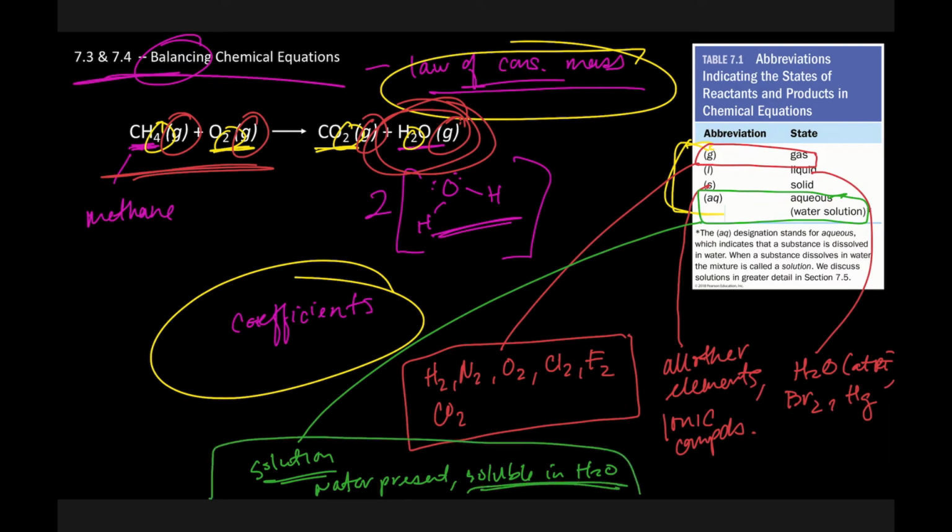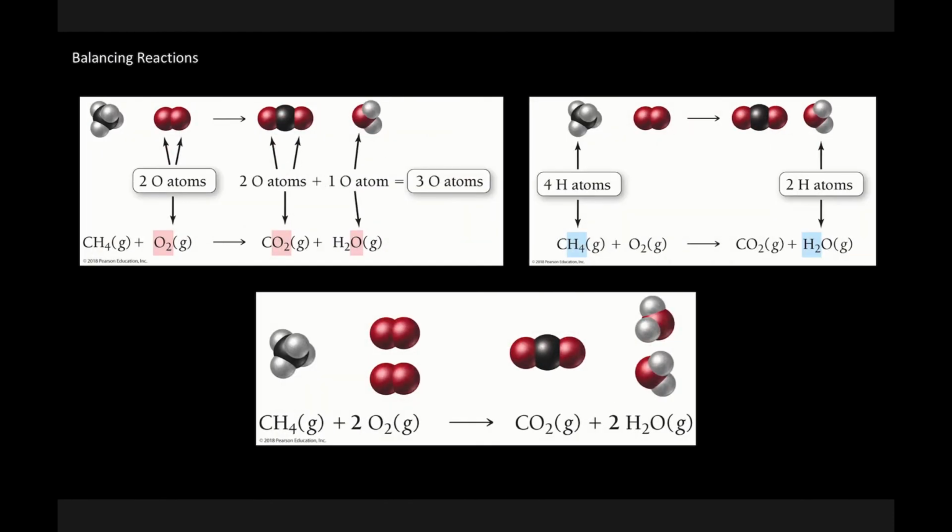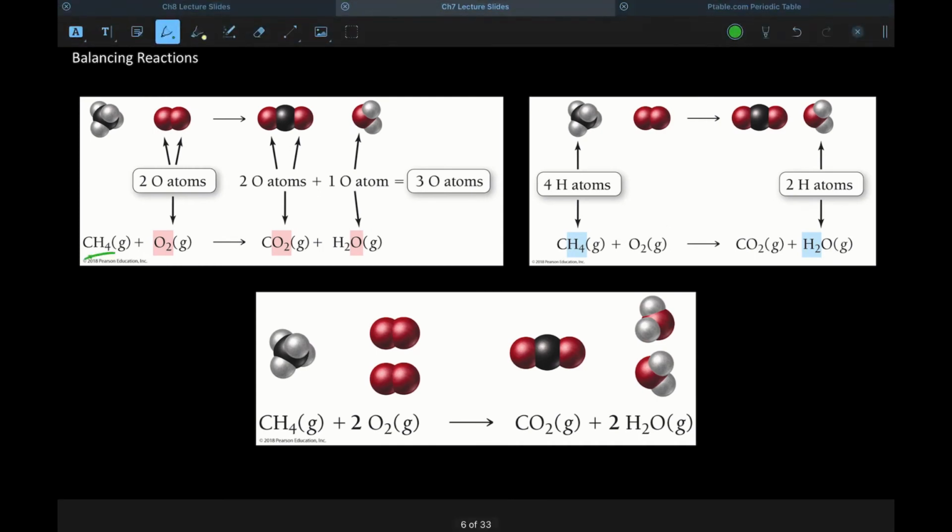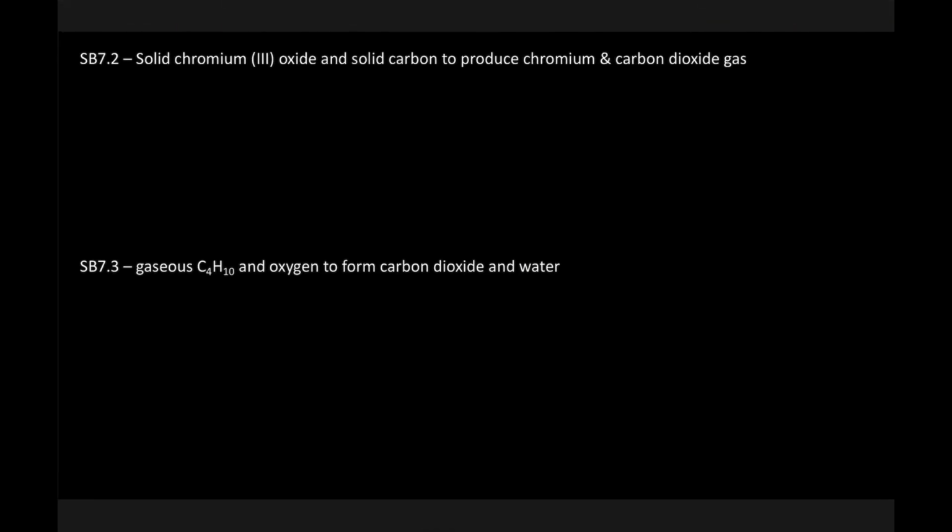All right, now let's go back to balancing. This is what we just talked about on the other page. CH4 is always CH4, but H2O is always H2O. So how do we do that? We use coefficients to balance our equation, because in the end, the total number of atoms on the reactant side must equal the total number of atoms on the product side, which means the total mass is equal before and after. Does that make sense? Okay, so let's do a few practice problems.